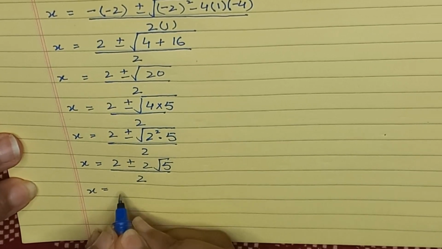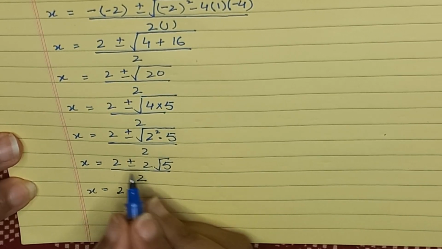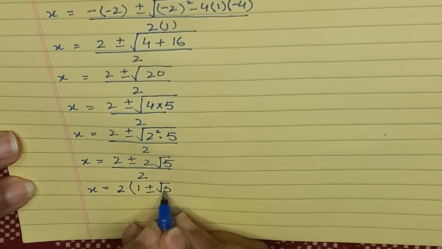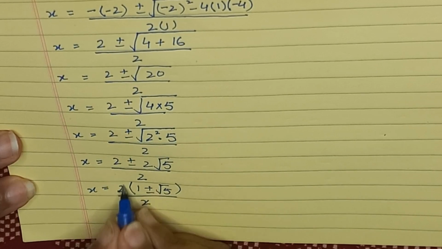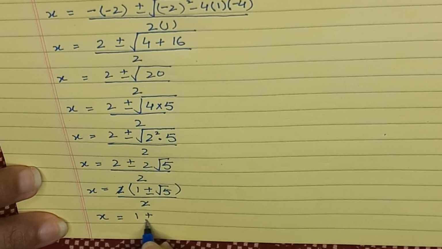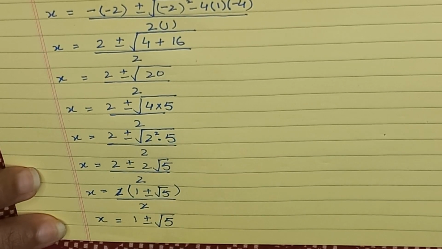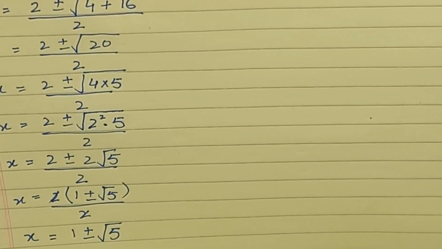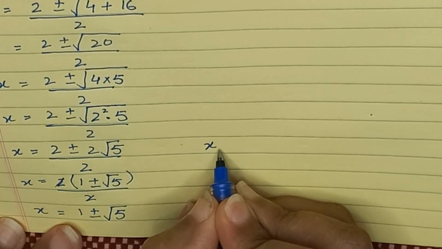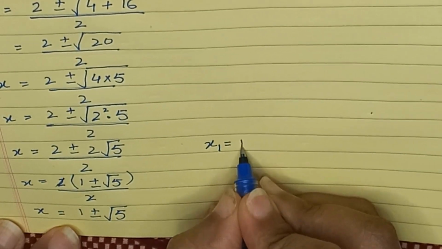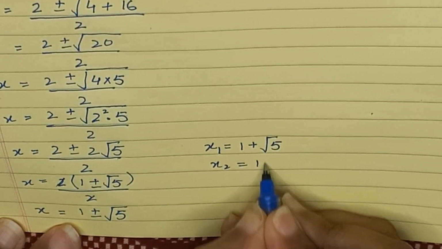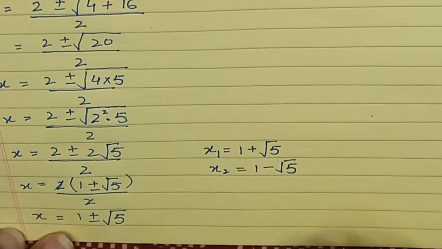So x will be equal to 2. 2 will be common from both values, so it will become 1 ± square root of 5, divided by 2. 2 and 2 will be cancelled out. So the value of x is 1 ± square root of 5. Here we have two values of x. We can write it as x1 is equal to 1 + square root of 5 and x2 is 1 − square root of 5. Thank you friends.